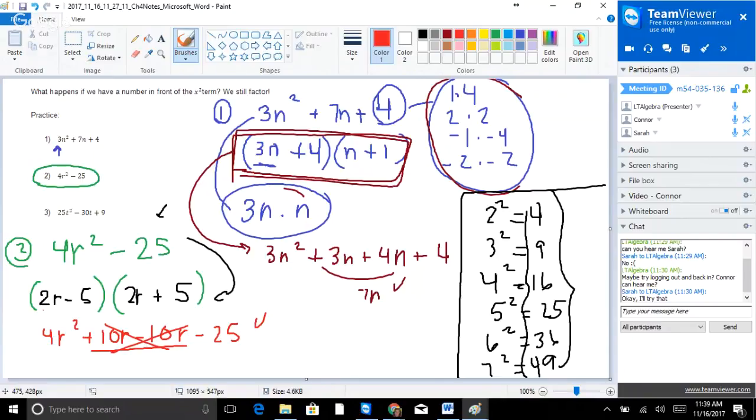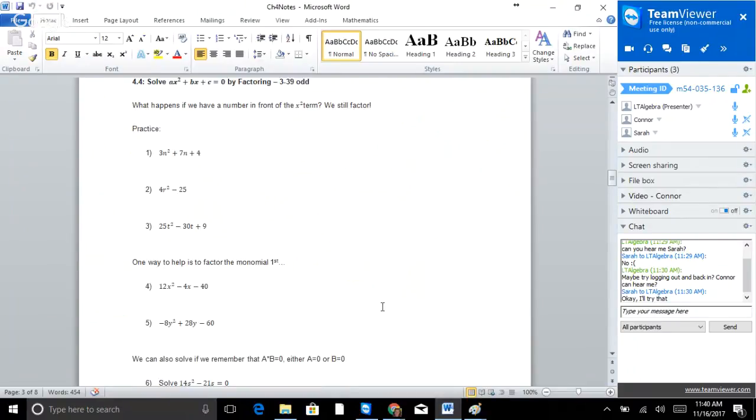Is that making sense? Looks so fun, right? Can't wait to factor. Sometimes they're not factorable too, and you're like, what? That's not cool. You're not allowed to do that.